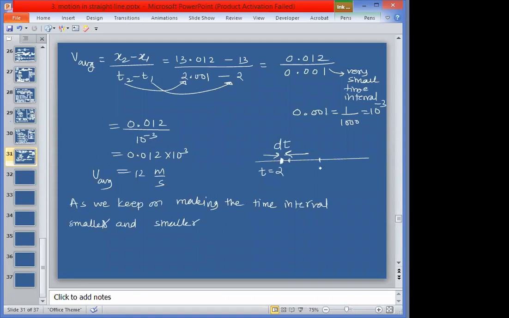So we are making this final time go closer and closer to the initial time. So that is making the time interval smaller and smaller. So as we keep on making the time interval smaller and smaller, we approach, you write the spelling properly, we approach the instantaneous speed.